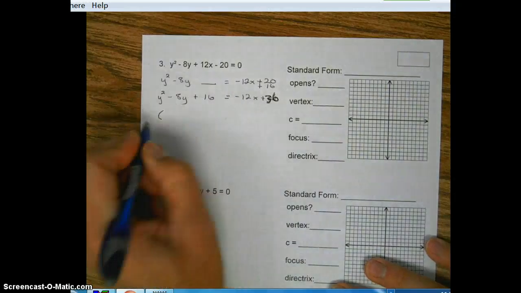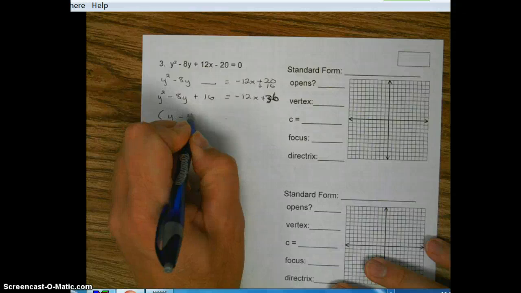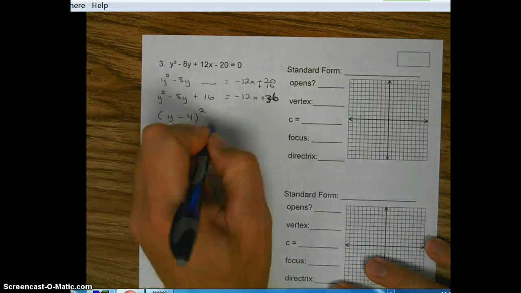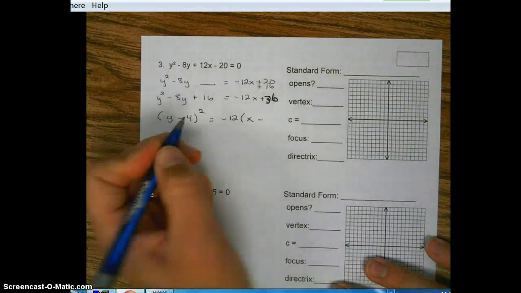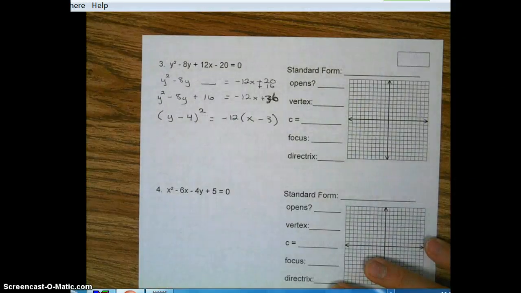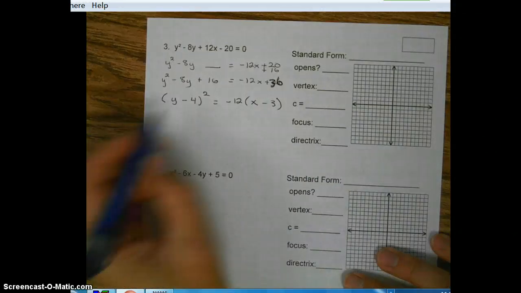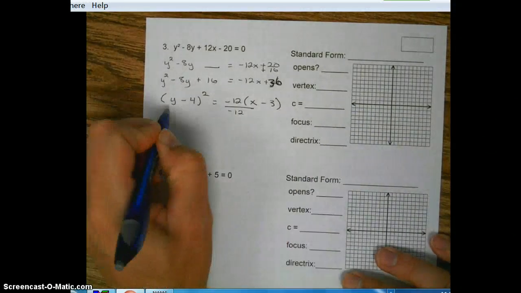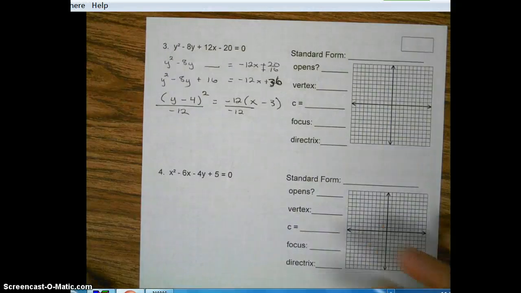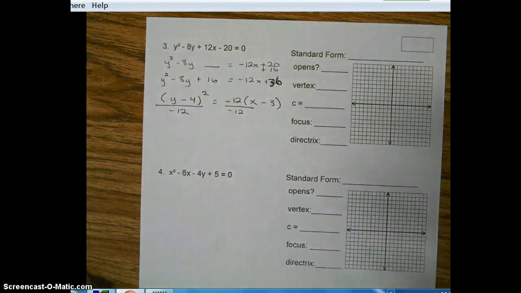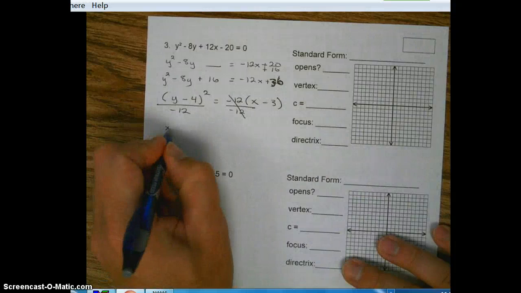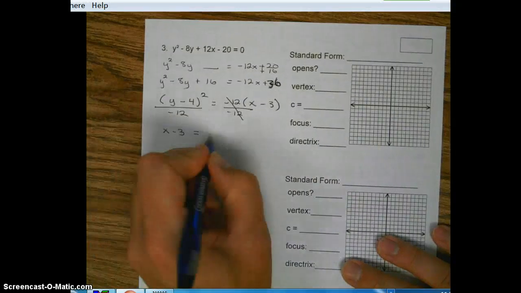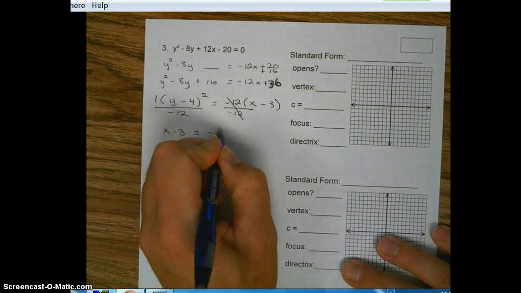Okay, changing form, so we get y minus 4 squared equals, factoring out the negative 12. Then divide by negative 12 on both sides. This is your third example. We followed the same procedure each and every time, so please pay attention. Study this, make sure you know it. I'm going to move the x minus 3 over here on the left, then move this over here on the right, so that's going to be 1 over negative 12, or negative 1/12.